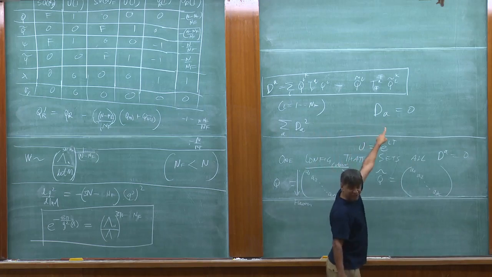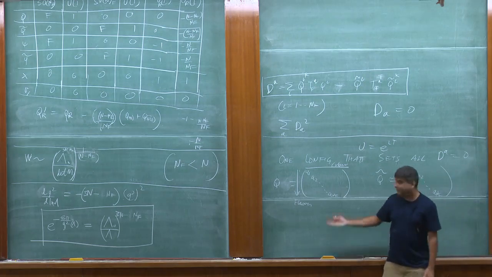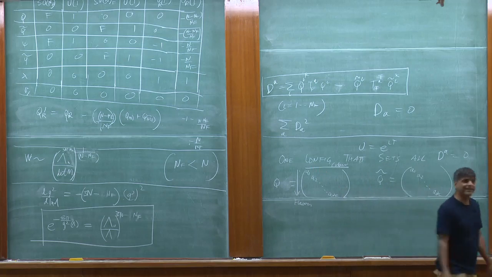By construction, those terms cancel flavor by flavor in this case. Is this clear? Okay, and therefore we've got at least one set of configurations labeled by NF complex parameters.